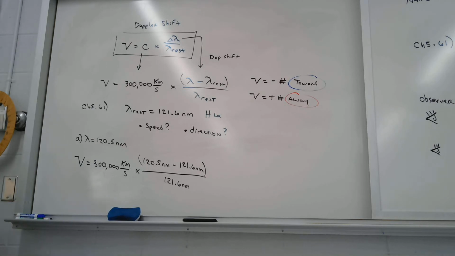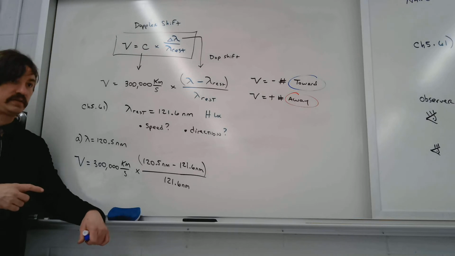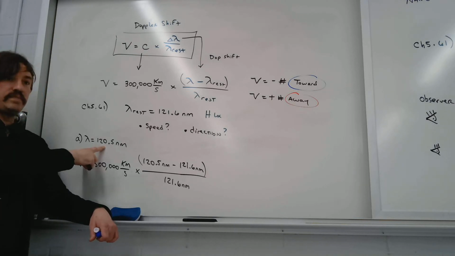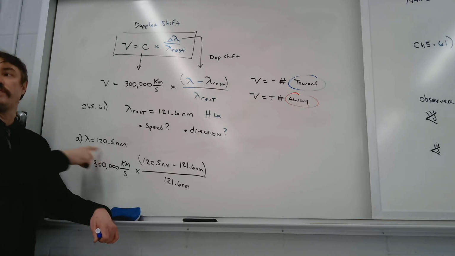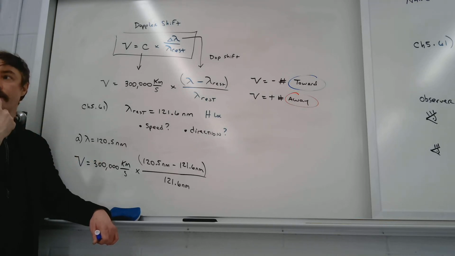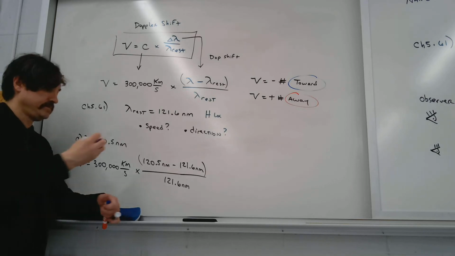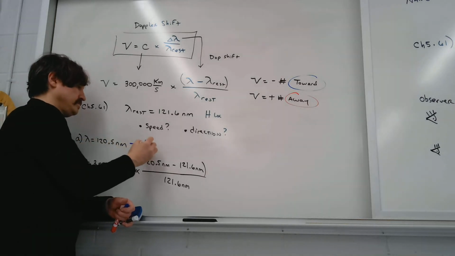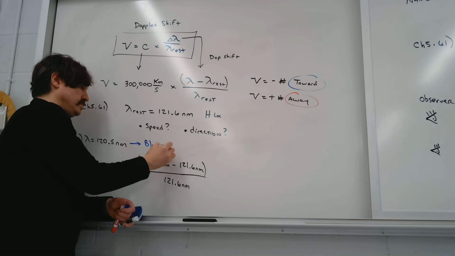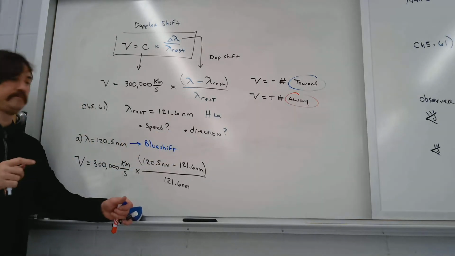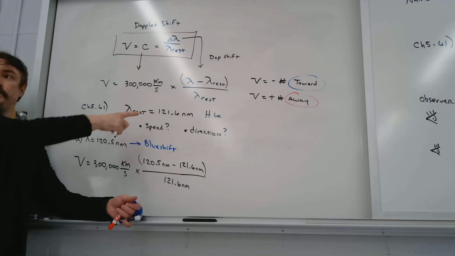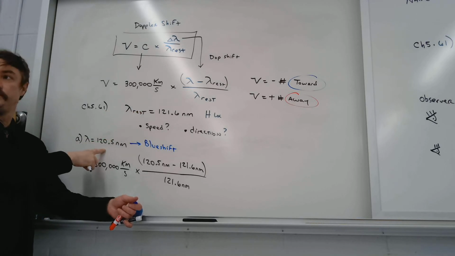Before we punch that, let's have a moment of thought. Is this observed wavelength a blue shift or a red shift? It's a blue shift. How did you know that, Katie? The only reason I thought so was because our rest wavelength is 121.6 nanometers, and the one we observed is 120.5 nanometers.